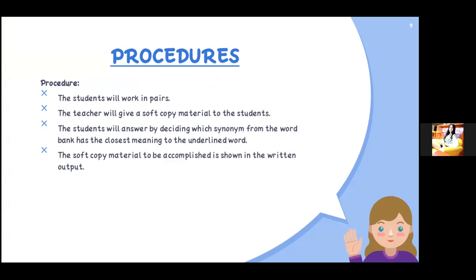The procedure for this activity is the students will work in pairs. The teacher will give a soft copy material for the students. The students will answer by deciding which synonym from the word bank has the closest meaning to the underlined word. The soft copy material to be accomplished is shown in the written output.